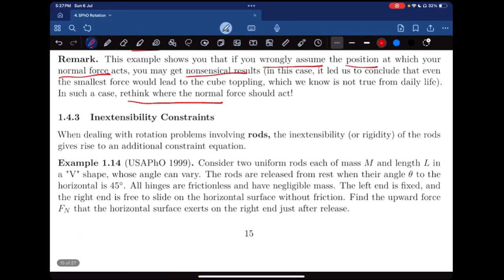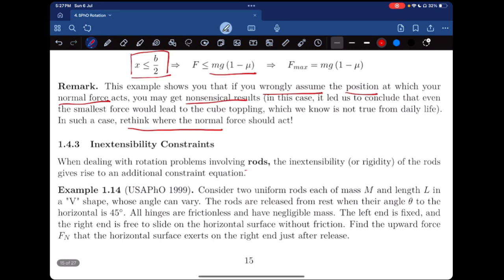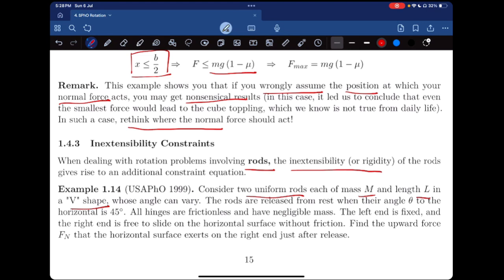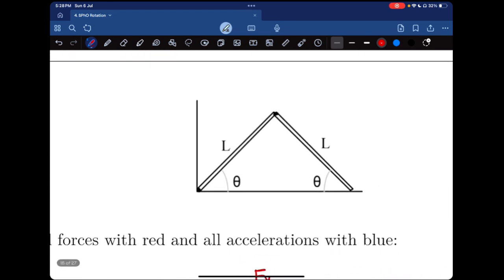Now, the last part is on inextensibility constraints, where we are looking at rods here. When we deal with rods, you usually assume them to be inextensible or rigid, which means that you get another constraint equation by doing such a thing. So in this case, we have two uniform rods, each of mass m and length l, in a V shape. The angle of the V shape can vary, and the rods are released from rest when their angle theta to the horizontal is 45 degrees. We want to find the upward force that the horizontal surface exerts on the right rod just after release. The diagram looks like that.